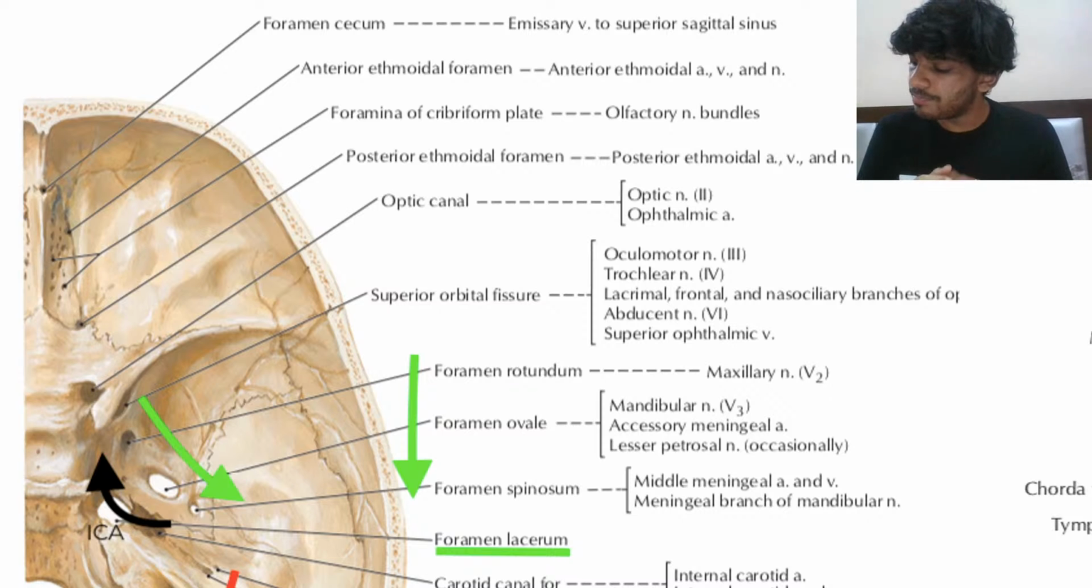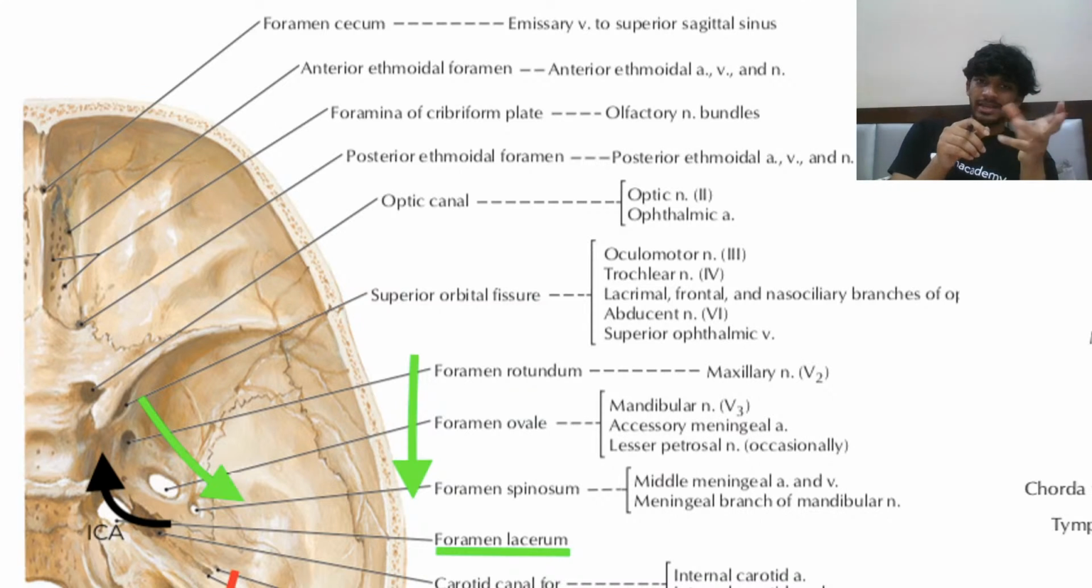Thank you, Kuldeep. Glad it's clear. So the optic canal was present inside the tendinous ring. There were some structures going through the superior orbital fissure, and there were very minor structures going through the inferior orbital fissure. To give you a recap, let me draw this diagram.